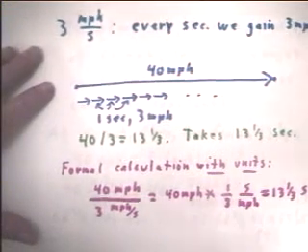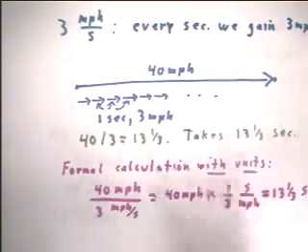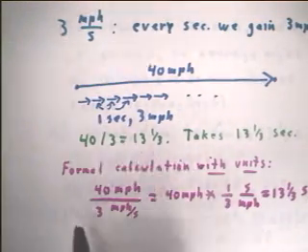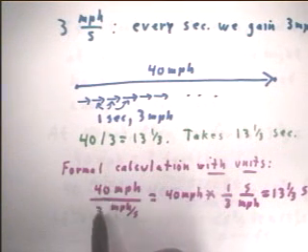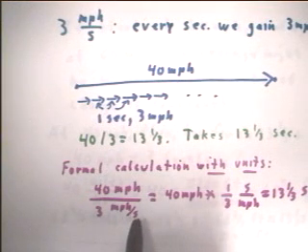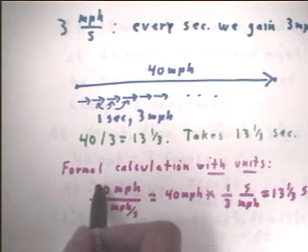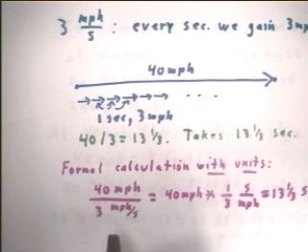Now, a more formal calculation using units, using the seconds and the miles per hour, which is always something that we want to try to do. Okay? We see that we're going to divide 40 by 3. Well, we're dividing 40 miles per hour by 3 miles per hour per second. How do we do this calculation? Well, we're going to do 40 over 3, but what happens at miles per hour per second? That's a fraction in the denominator of a fraction.